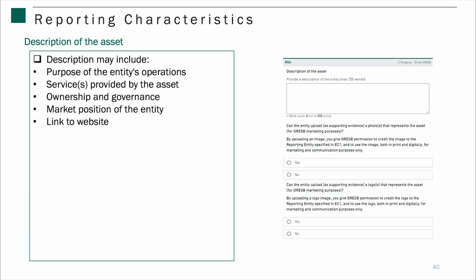In RC6, you are asked to provide a description of the asset. This may include such details as purpose of the entity's operations, service or services provided by the asset, ownership and governance, market position of the entity, and a link to its website. The entity can also upload an image of the asset and its company logo, which are used for marketing purposes such as Sector Leader Award attributions.